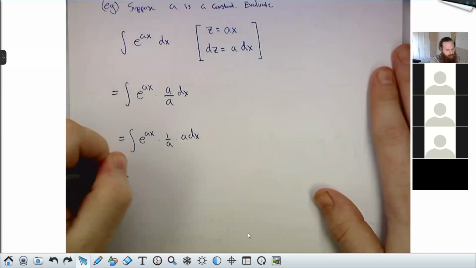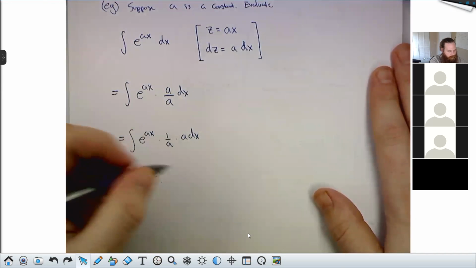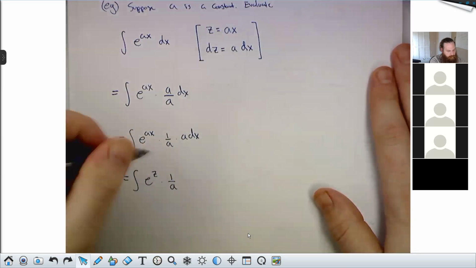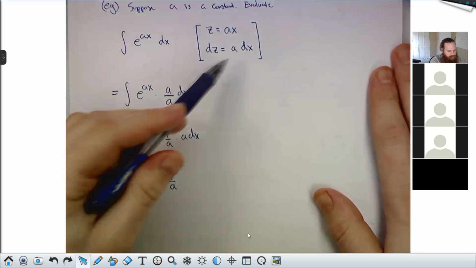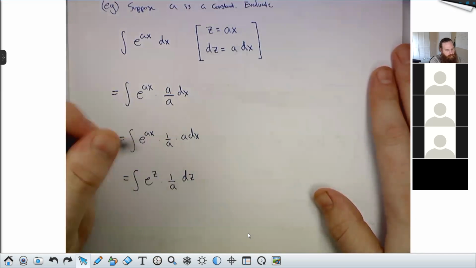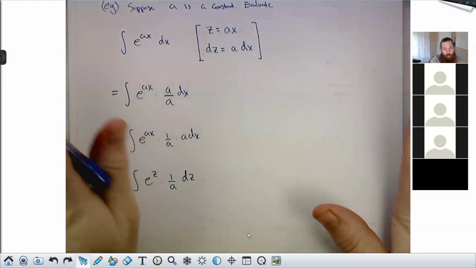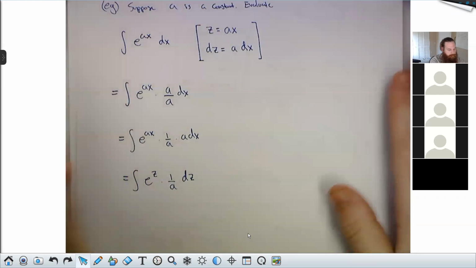So now I have e to the ax, that's e to the z, times 1 over a, that's a constant, times a dx. A dx is dz. Notice in all of these lines, the only variable is x. In this line, the only variable is z. I will never mix the a's or the x's and the z's. Don't do it. Those objects don't make sense.